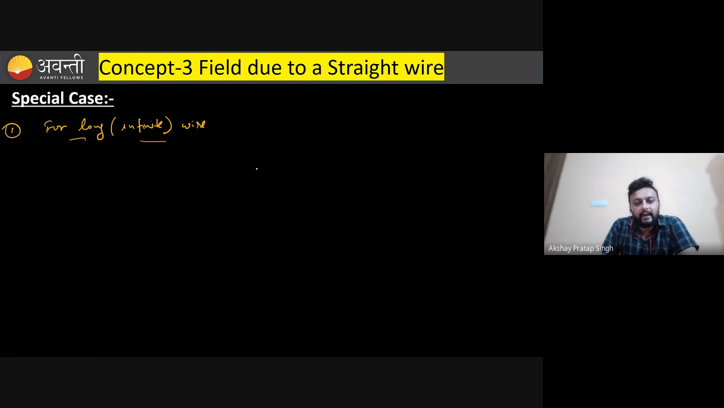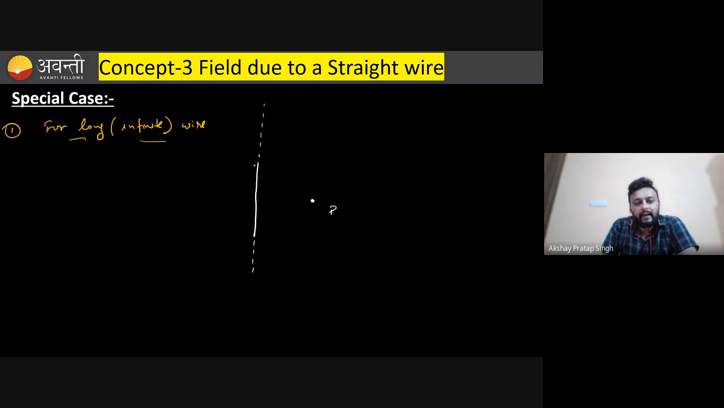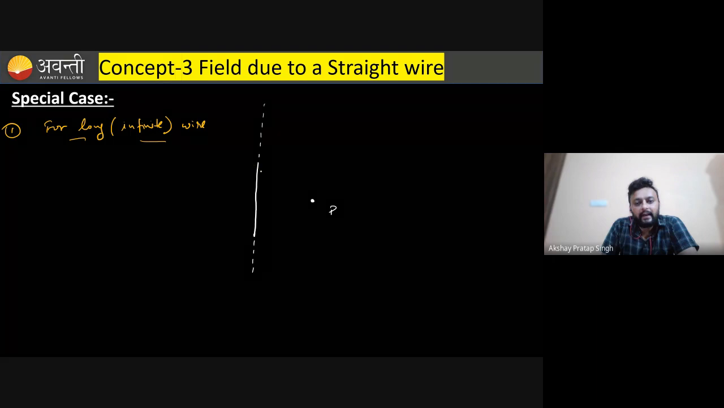There is a wire. This wire is of infinite length, like this one, goes beyond, beyond, beyond, and this one is also going beyond, beyond, beyond, like this. And this is some point P. Clear? Now, know that this is the perpendicular. This distance is A.